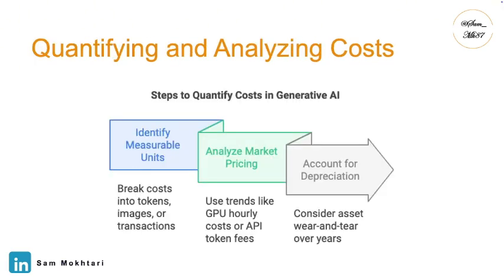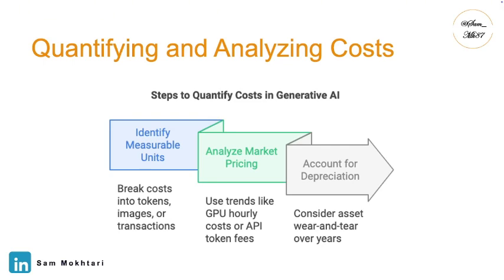Now that you have a very good understanding of the key cost components of TCO, you need to start to quantify and analyze cost. Start by breaking costs into measurable units. For example, if your generative AI application generates text, measure cost per token. For images, calculate cost per image. This helps make abstract costs more concrete and comparable.